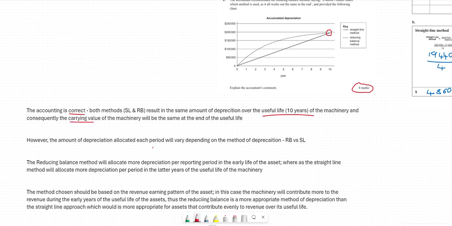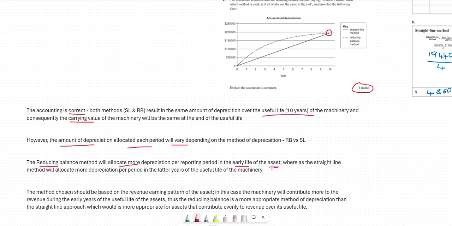Then in terms of the other 3 marks, you've got 1 mark if you've said, however, the amount of depreciation allocated each year will vary depending on which method is used. So acknowledging the fact that if we look at the individual years, the 10 years of the useful life, there is going to be variation. Then the other 2 marks are for differentiating the 2 methods. So with the RB method, you're specifying that there's a higher allocation of depreciation in the early years of the life of the asset because, again, we allocated 25% based on that formula.